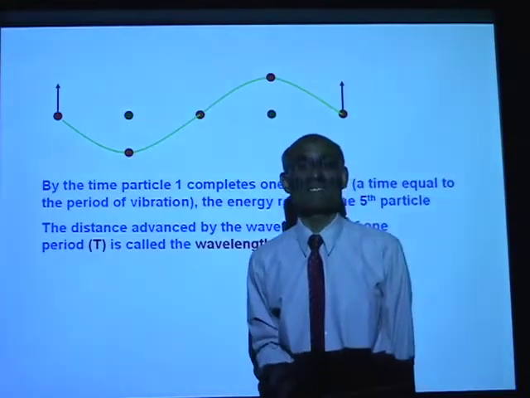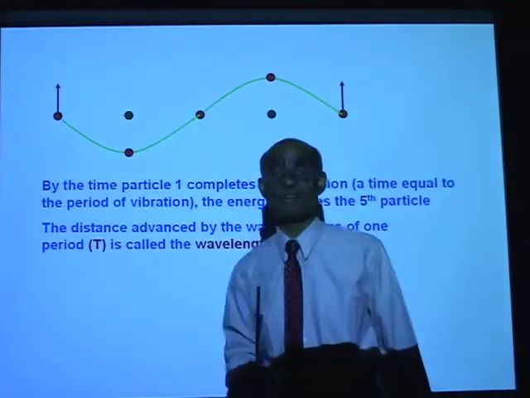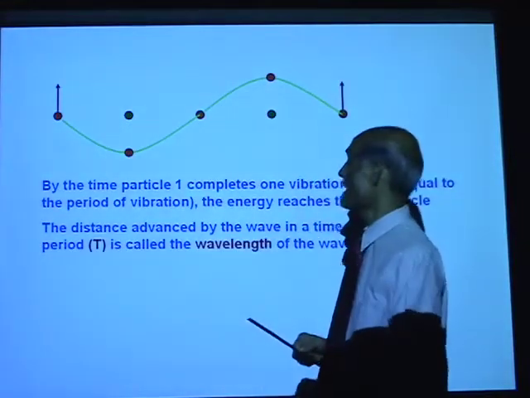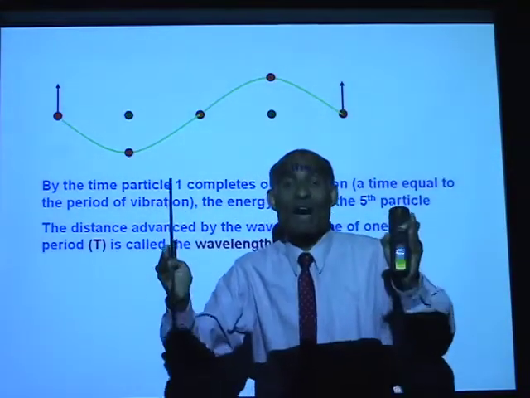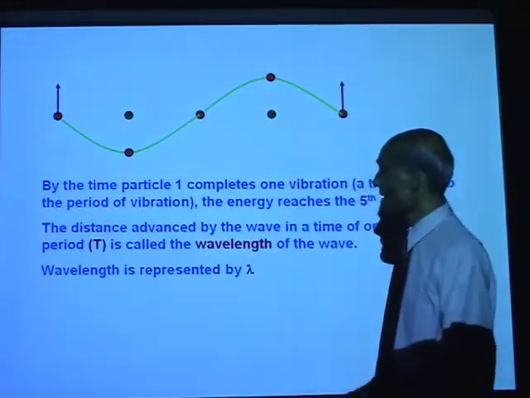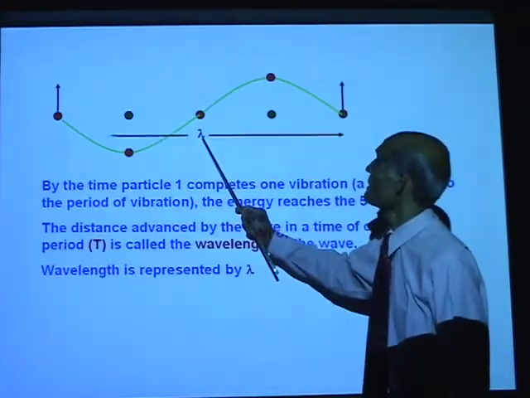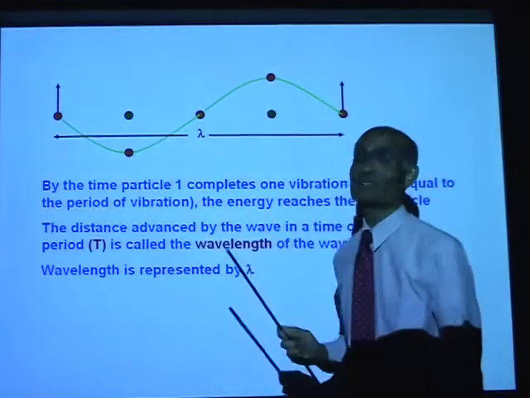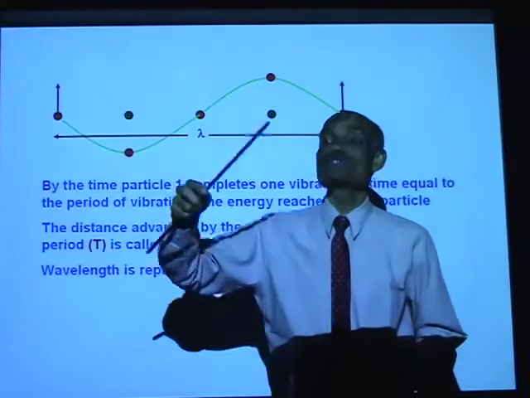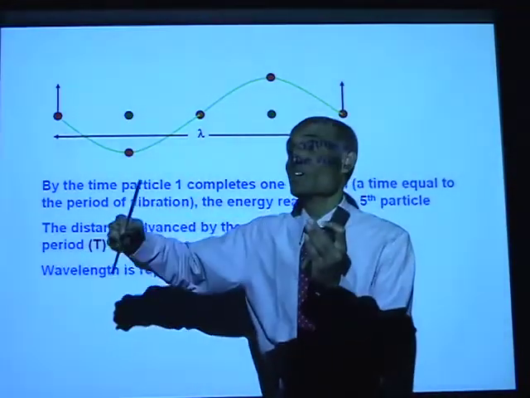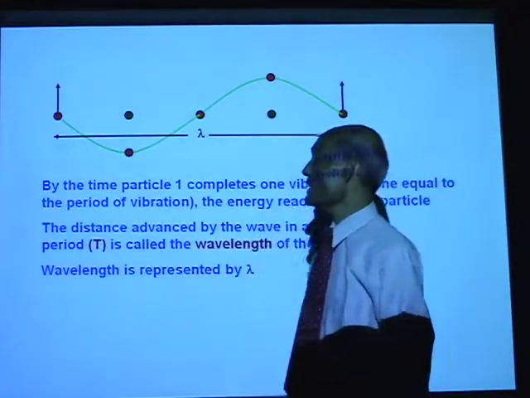So what is the definition for wavelength? Wavelength is the distance advanced by the wave during one period, the time taken for a particle to complete one vibration. You can also define wavelength as the distance between two nearest particles that are in the same phase of vibration. Is that right? And we will represent wavelength by the Greek letter lambda. I suppose you're familiar with that letter. Lambda represents the wavelength. What is the wavelength? Wavelength is the distance advanced by the wave, in other words, the energy. It is the energy that is advancing, the distance advanced by the wave in one full period.